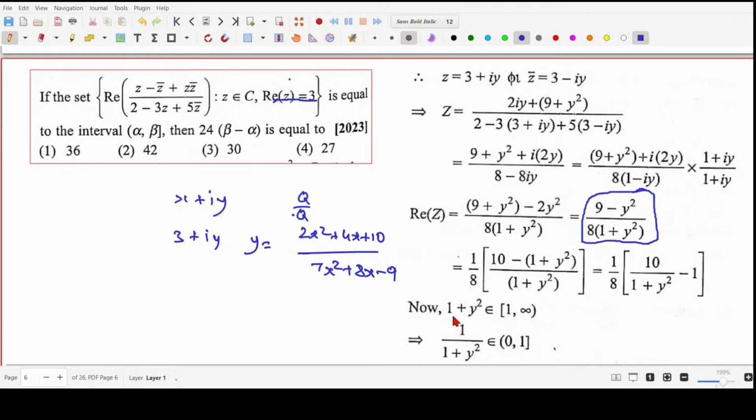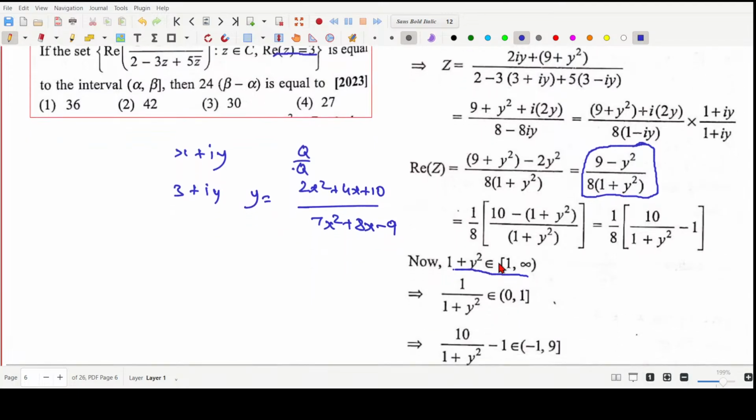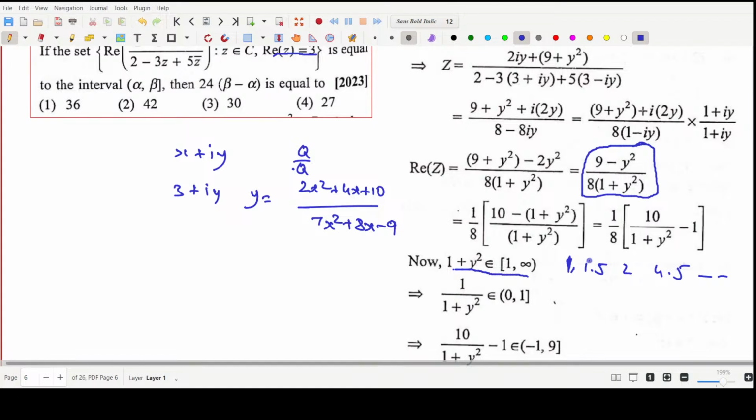1 plus y square is always positive and always greater than or equal to 1, right? Because y square is positive. Adding some positive number to 1, right? This means this is some set of numbers like 1, 1.5, 2, 4.5. And if you invert them, take the reciprocal of them, the highest should be 1, then 0.5, 0.3, 0.1 like this, and then up to 0. But 0 this time is an open bracket, right? So 1 by 1 plus y square will lie between 0 and 1.